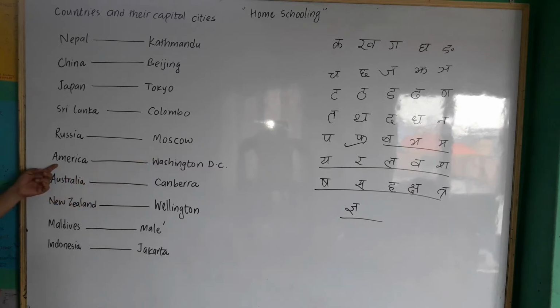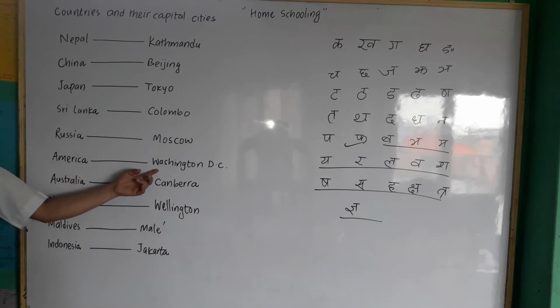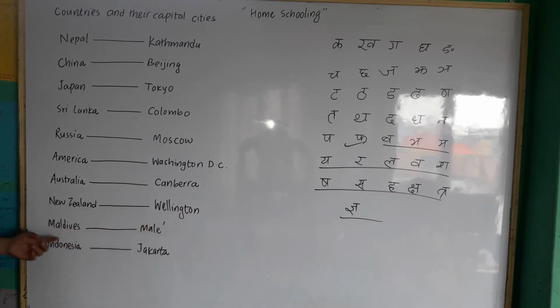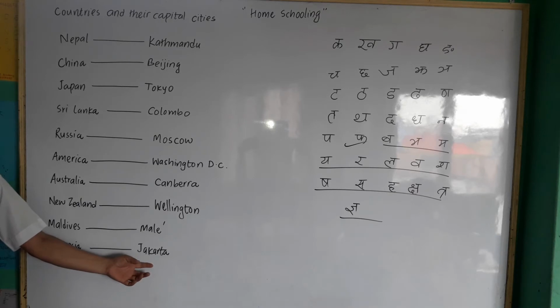Likewise, that of America is? Washington DC. And that of Australia is? Canberra. New Zealand? Wellington. That of Maldives? Not exactly, it's Malé. And that of Indonesia is Jakarta. That's cool. Okay, so you keep on reading.